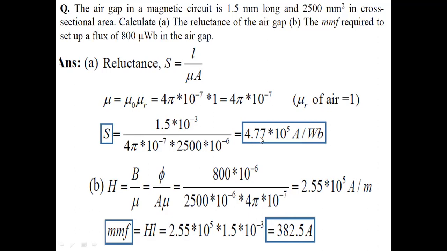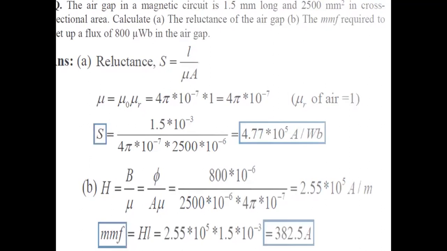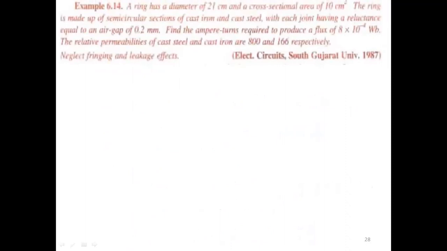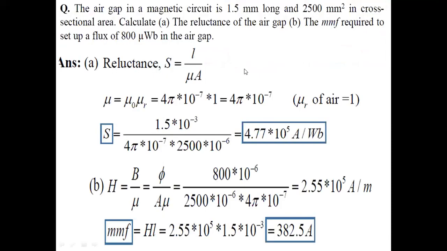Now you try 4.778 into 10 to the power of 5. You'll get 382.4 or 3 something as the answer. For that reason we are telling that even 0.01 is very important while doing the calculation. Important. We'll tell that again. Okay, 382.4. 382.4 means okay, no problem.